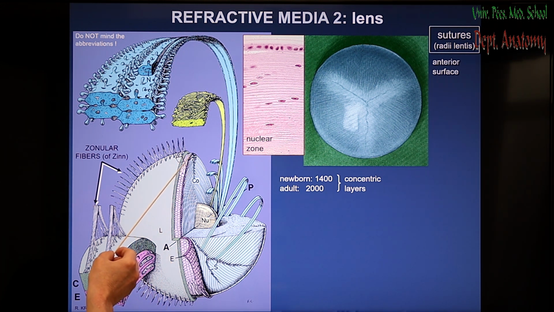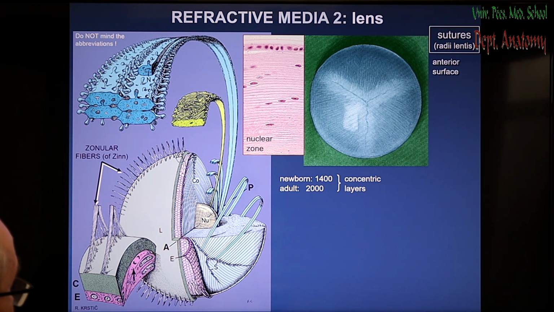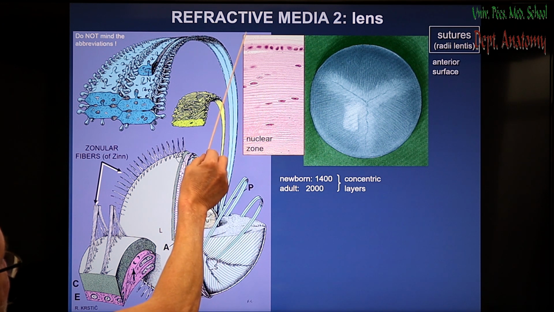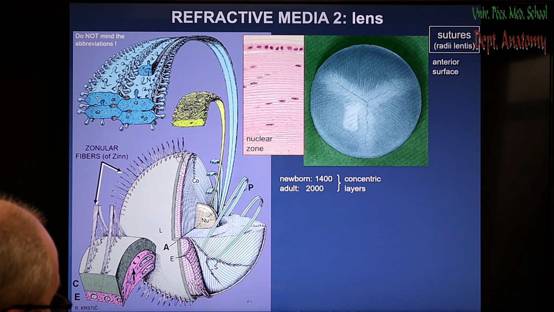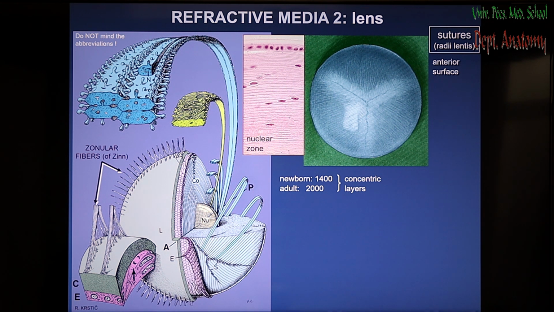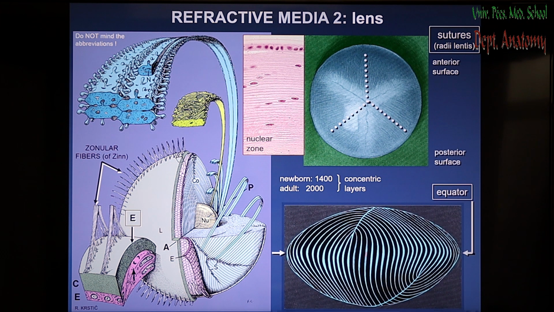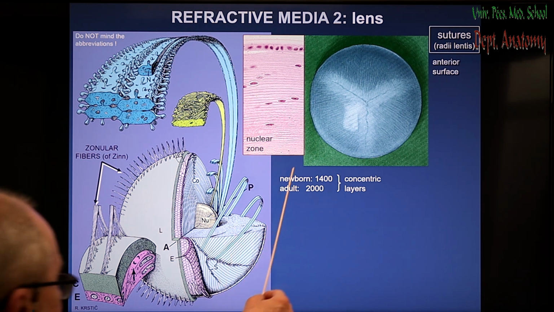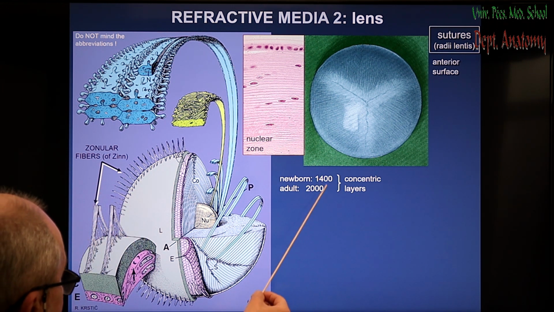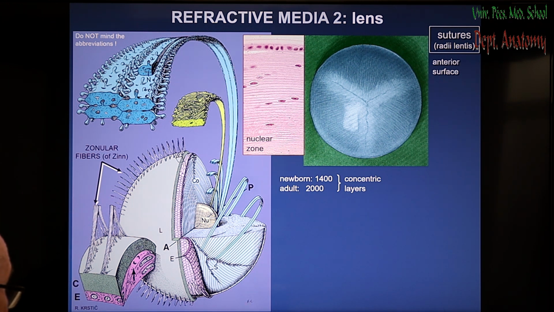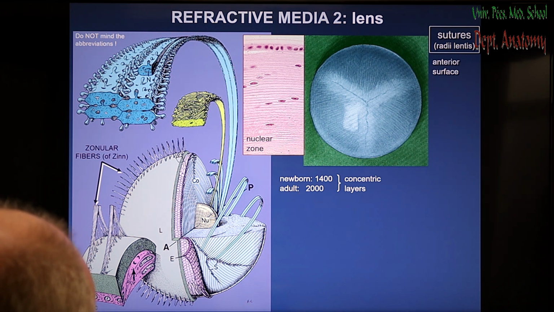Within the lens, there is a group of nuclei extending from the equator of the lens towards the core, and this is called the nuclear zone, in which the same cells seen on the anterior surface of the lens are visible. These cells are responsible for the continuous production of a new generation of cells during life. In a newborn, the number of fibers is about 1,400, which increases in the adult to up to 2,000 different concentric layers of these fibers.